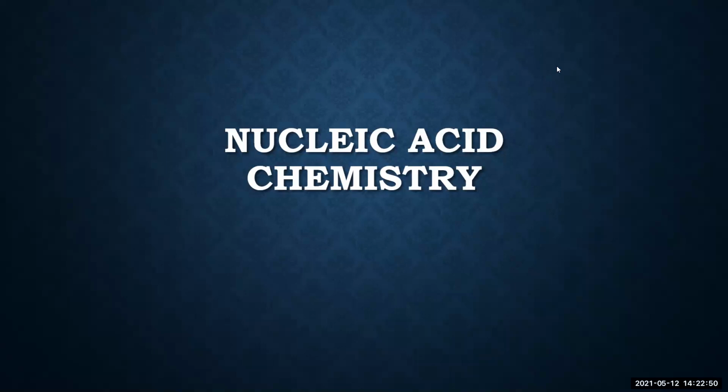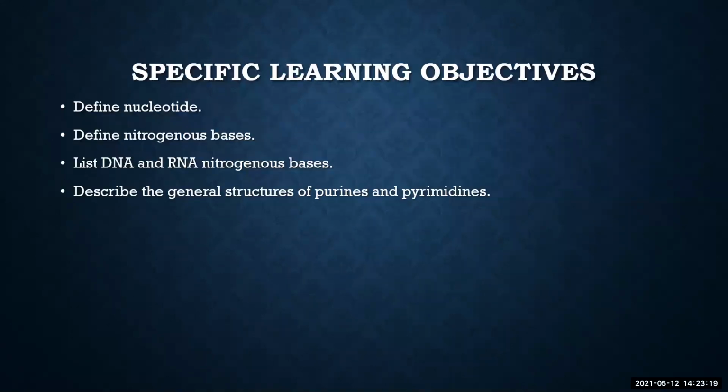Right, nucleic acid chemistry. In this session, we should be able to define what is a nucleotide, define nitrogenous bases, list the nitrogenous bases present in DNA and RNA, and describe the general structure of purines and pyrimidines. So this is what I was telling you about.